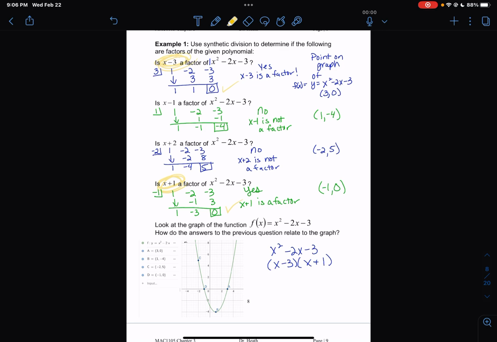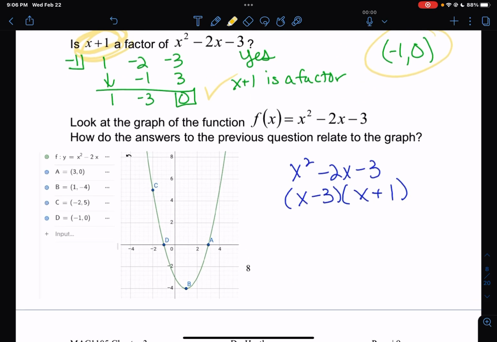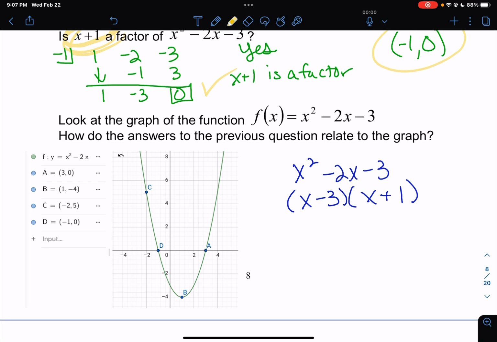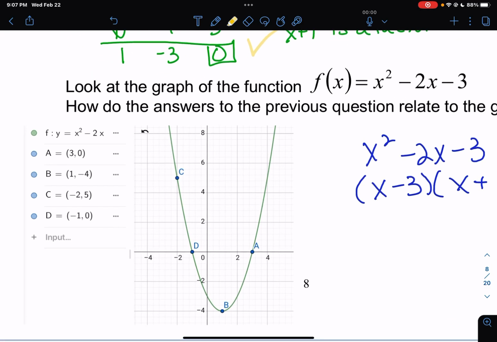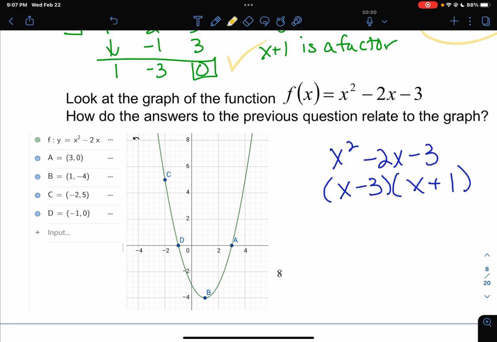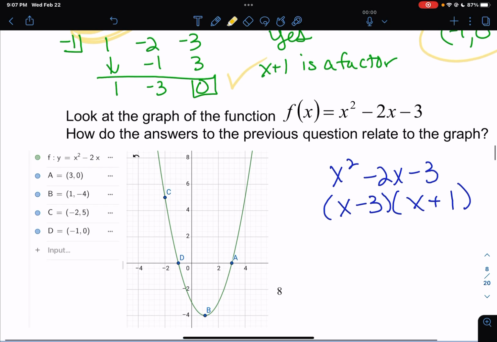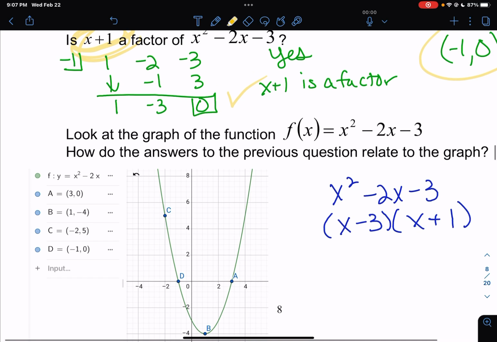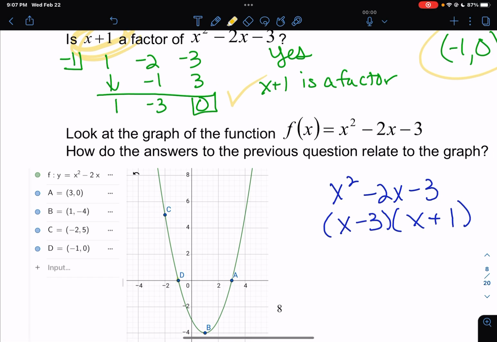Now let's take a look at these points and how they relate to the graph of the function f of x equals x squared minus 2x minus 3. Here I have graphed the function using GeoGebra. You can use a graphing calculator. You can also sketch it by hand. And what synthetic division does is it helps us find points on the graph. So when we plugged in -1 in the box for synthetic division, we got a 0 out. That corresponds to this point right here, -1, 0.